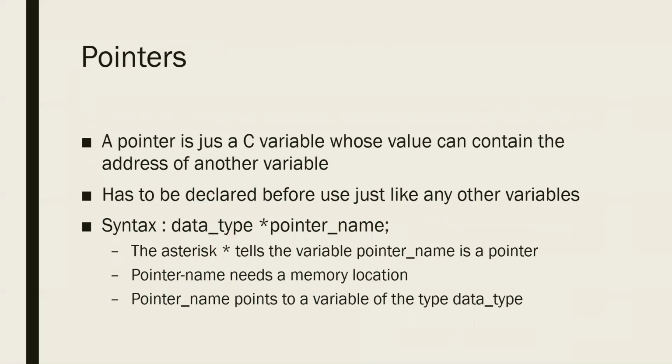More about pointers. A pointer is just a C variable whose value can contain the address of another variable. Pointers have to be declared before use, just like any other variable, and the syntax is as follows. The asterisk tells the compiler that pointer_name is a pointer. Pointer_name needs a memory location, and pointer_name points to a variable of that data type.